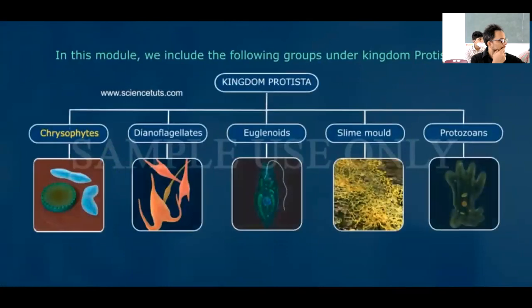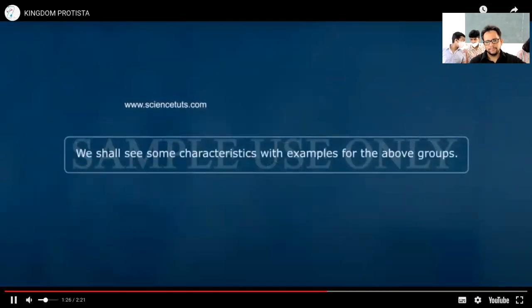In this module, we include the following groups under kingdom Protista. 1. Chrysophytes. 2. Dinoflagellates. 3. Euglenoids. 4. Slime moulds. And 5. Protozoans. We shall see some characteristics with examples for the above groups.